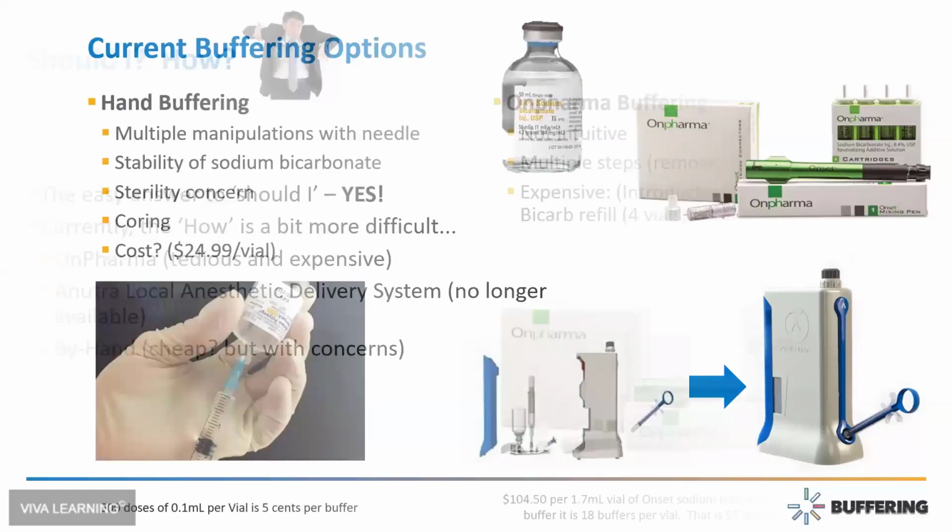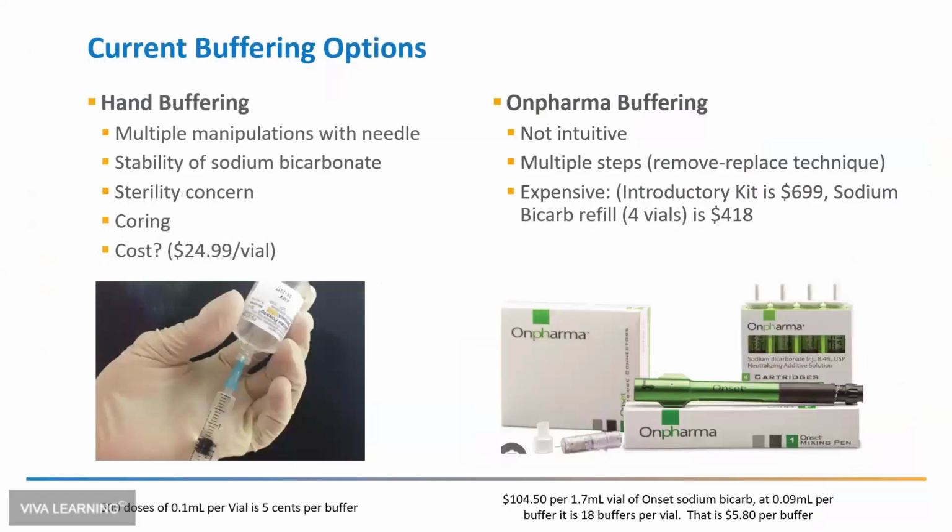So just a little bit more detail on the two current buffering options. Again, buffering, the science, helps to provide those three benefits. And how you do it could be personal choice, it could be cost concern. There are lots of reasons why you may pick one or the other. I just want to highlight what currently is available. Well, when hand buffering, we're using little 1 cc tuberculin syringes. We may remove some local anesthetic. We may replace it with bicarb. But we're using the needle multiple times.